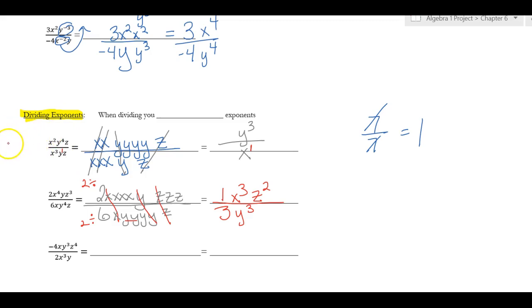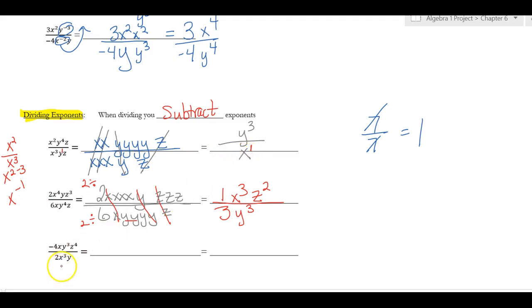Another way you can look at it is if I have x squared over x to the third. So what you should be noticing is that when you divide, you're going to subtract the exponents. And so this becomes x to the 2 minus 3, which is x to the negative 1. And remember, negative exponents move, so that's why that one went to the bottom.